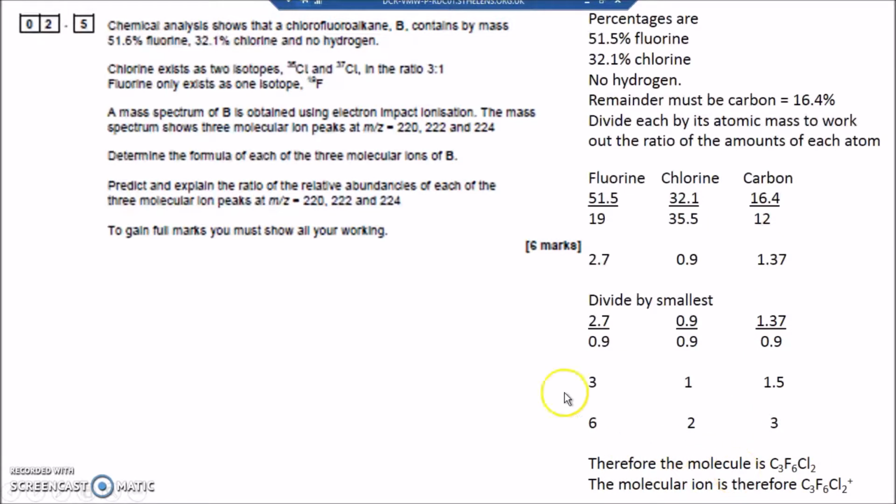C3F6Cl2. The molecular ion that we're trying to find, so a molecular ion is the whole molecule minus an electron. So what's actually happened is that electron impact ionization, so in a mass spectrometer, means that an electron gun has been fired at this and it removes an electron and forms a plus ion. So all you've got to do is take the molecular formula and add a plus onto it. The next section is more difficult.